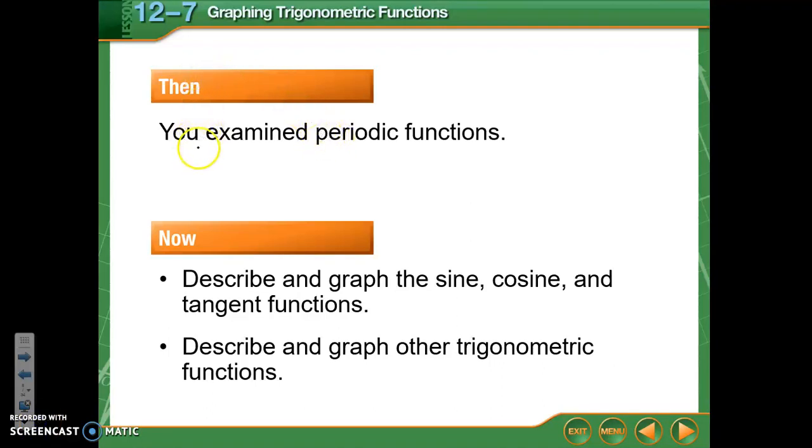All right, we're getting to the last third of this chapter, and in this part of the chapter, we're going to be talking a little bit about graphing trig functions. We talked in the last section about periodic functions, and today we're going to talk about how to graph those periodic functions, specifically sine, cosine, and tangent. We're going to look at the graphs of the other trig functions, cosecant, secant, and cotangent, but our focus will be on sine, cosine, and tangent.